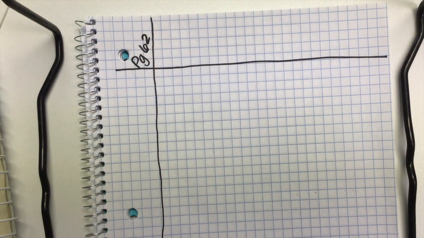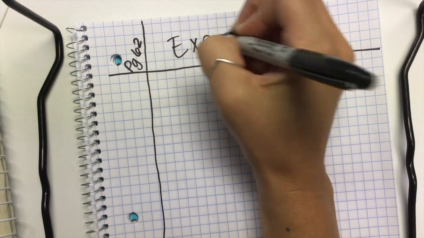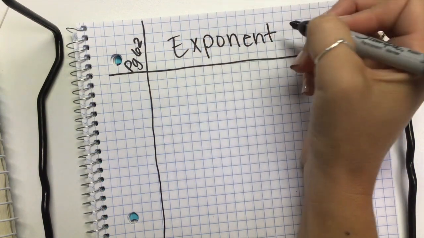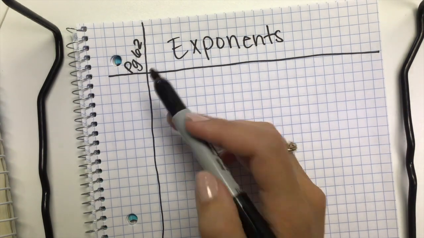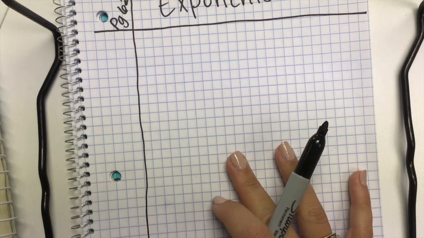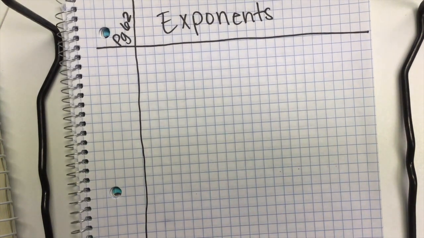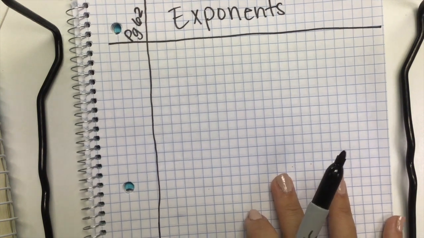62. And we are going to be talking about exponents. Exponents. Okay, so if you want to make sure that you turn to page 62 in your math book, we're going to start, we're not going to do the tiles or the base 10 blocks, but we're going to go down halfway through the page where it talks about some vocabulary words.